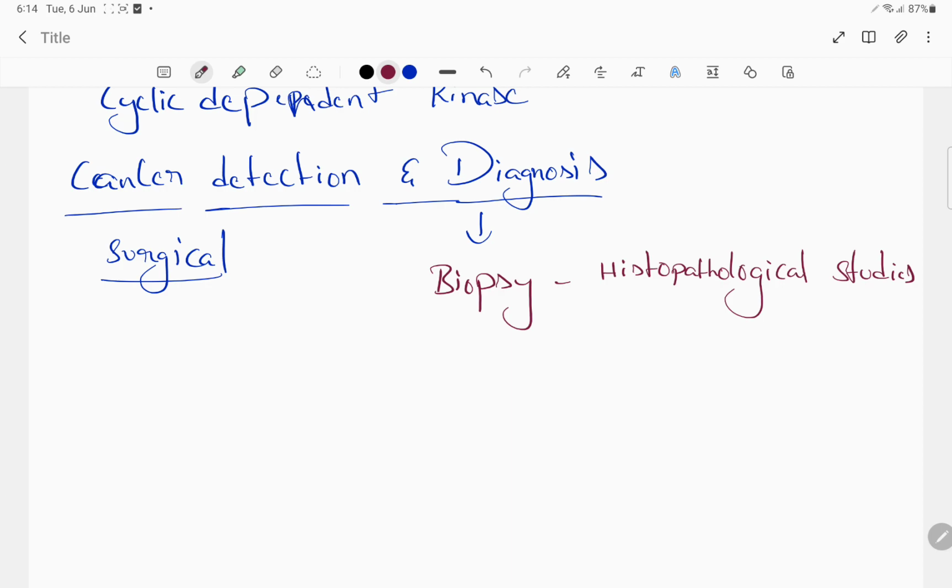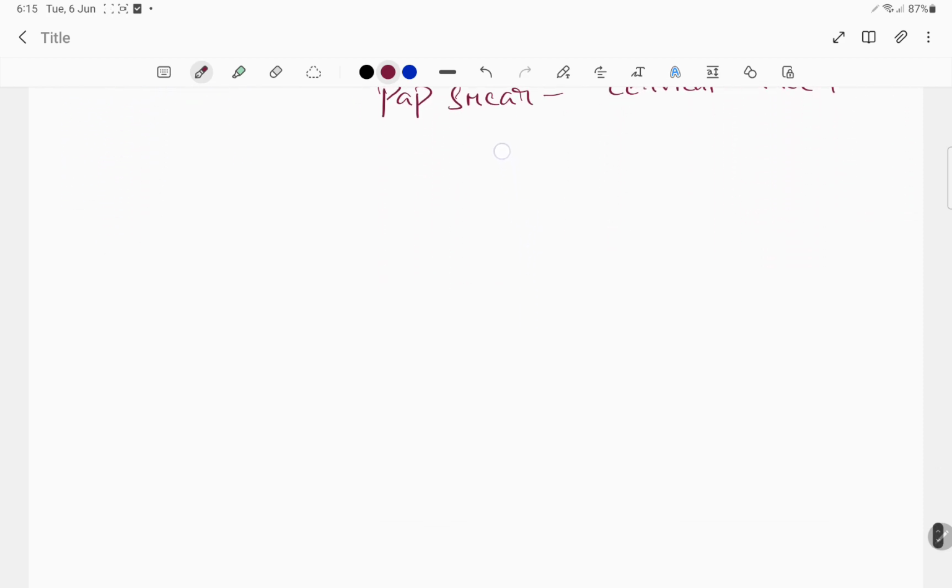Histopathological studies and pap smear, like for cervical cancer, where pap smear is the particular test. This is for cervical cancer. Even cancers of the mouth, throat, liver, and stomach are diagnosed by biopsy. And next, radiography, CT.